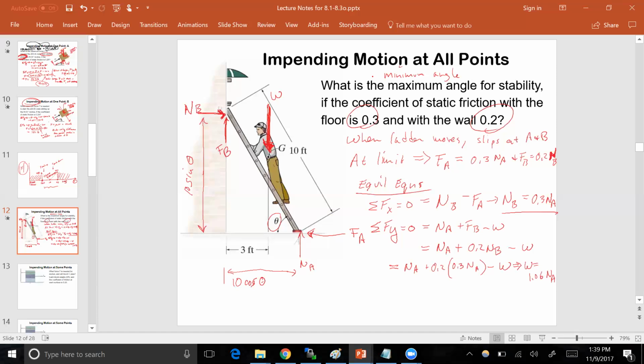Which is kind of interesting. It doesn't depend on the angle. It sort of means NA is going to be 94%, the reciprocal of 1.06, of the weight of the painter. It's taking 94% of the load. The friction force of B is taking the other 6% of the load.